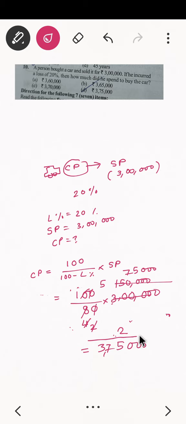This is the original price of the car, and he suffered a 20% loss when he sold it for 3 lakh. So the answer will be 3,75,000.